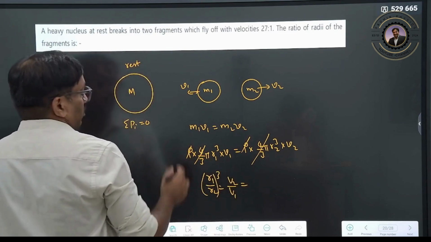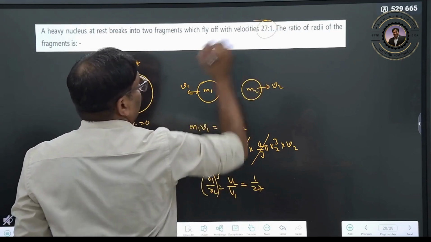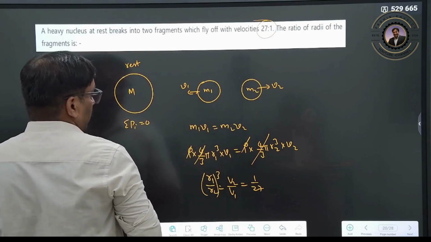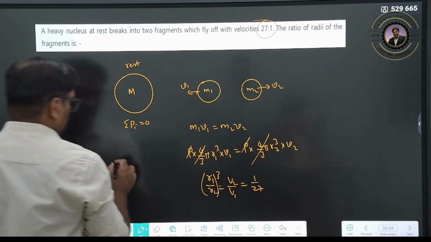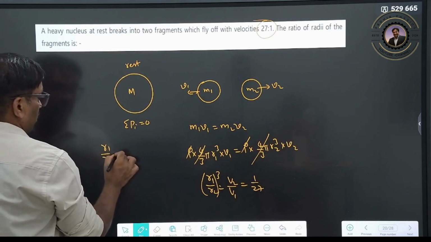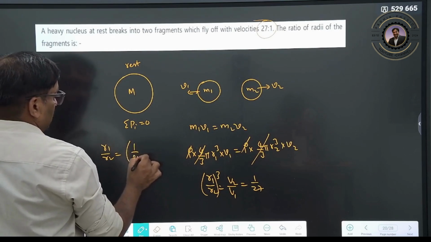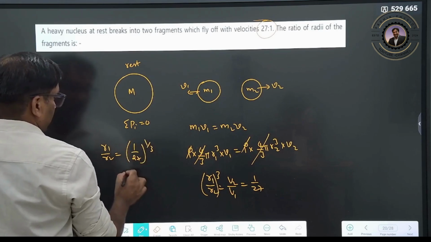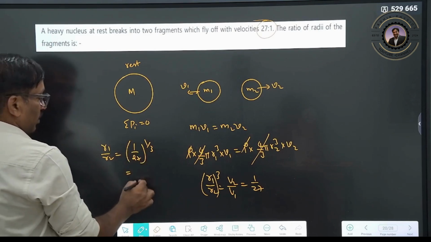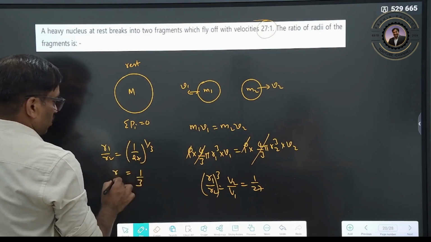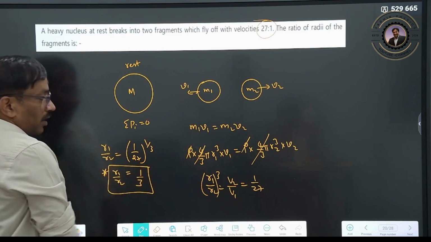V2 by V1 is how much? 1 by 27. Clear? Therefore, it is given 27 is to 1. So you can write r1 by r2 as 1 by 27 whole to the power of 1 by 3. I can write 27 as 3 cube, the cube and the power 1 by 3 cancel, therefore 1 by 3. So r1 by r2 is nothing but 1 is to 3.